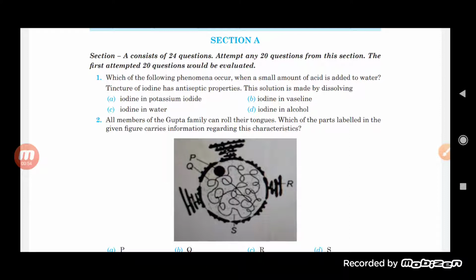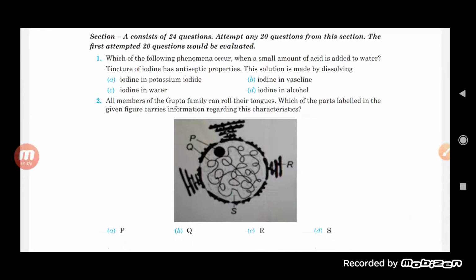In section A, there are 24 questions and you have to attempt any 20 questions from this section. But remember that the first 20 questions you attempt will be evaluated. There are 24 questions and you have to attempt only 20, any 20 questions, but your first attempted 20 questions would be evaluated.